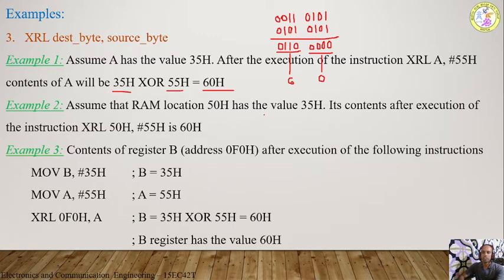Similarly, we can store this 35 in the memory location 50, and then we are performing the operation like this: XRL 50H, hash 55. Do the XOR operation between the immediate data and the content of the memory location 50H, and in the memory location 50H the data available is 35. Do the XOR operation and store the result back to 50H, that is the destination. Always store the result to the destination.